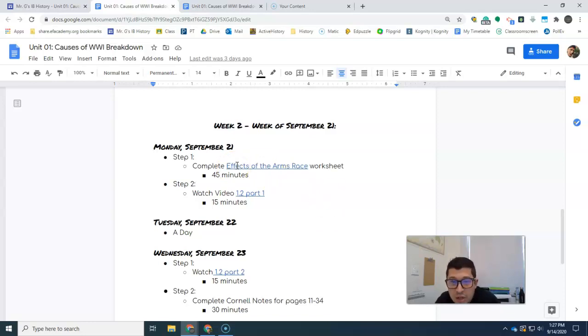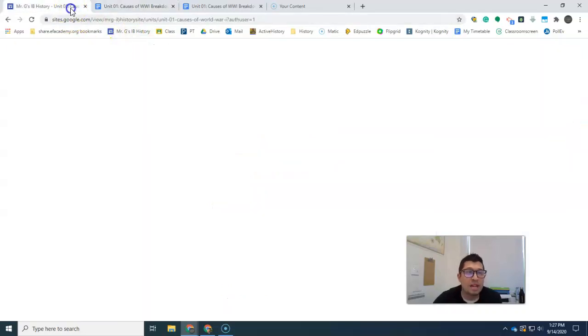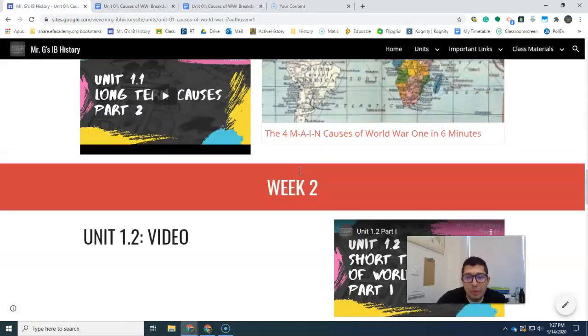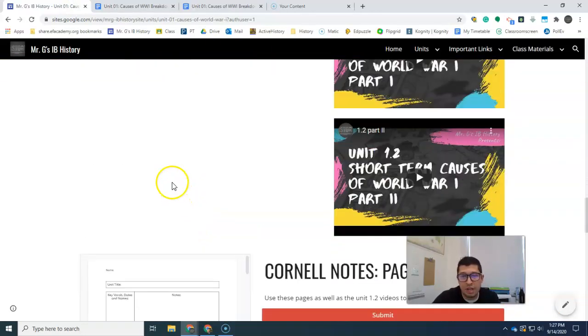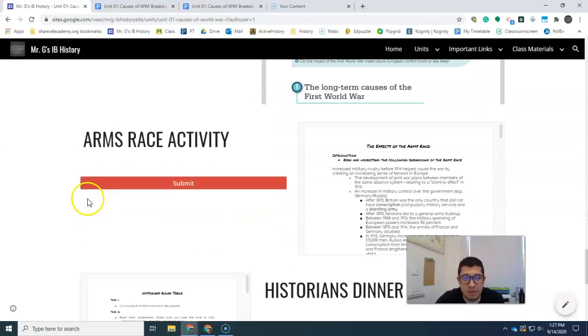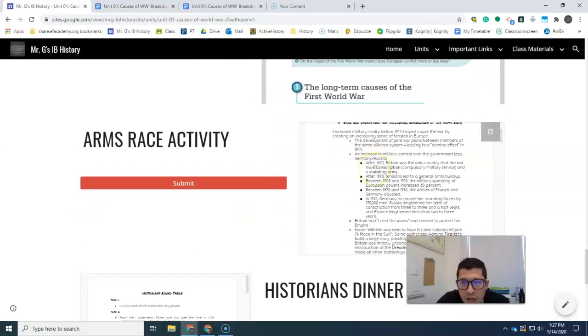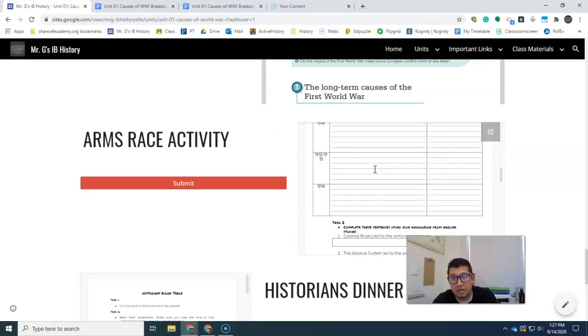Step 1 is you're going to complete the effects of the arms race worksheet. So if we go back to the site, scroll down past week 2, right? I made it super easy for you guys by breaking it up. Scroll down past week 2. It's not in order, which is unfortunate. Here it is right here. It's a worksheet.